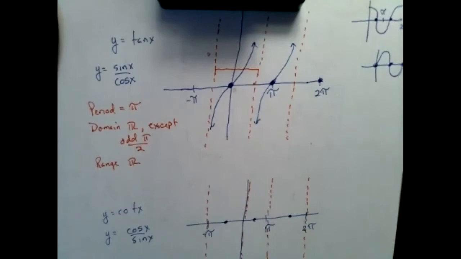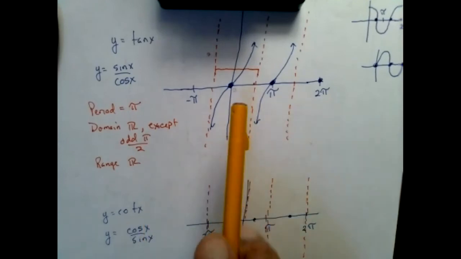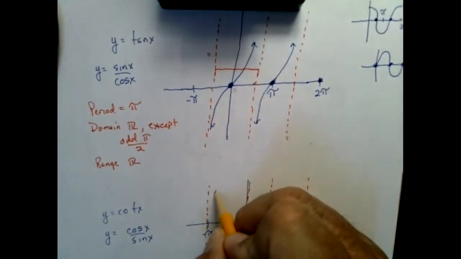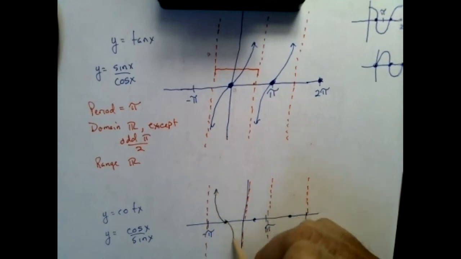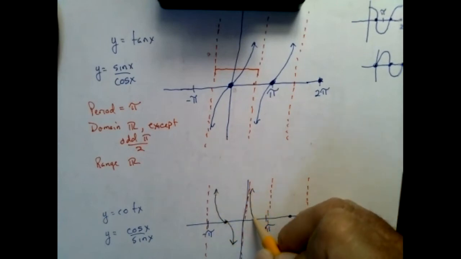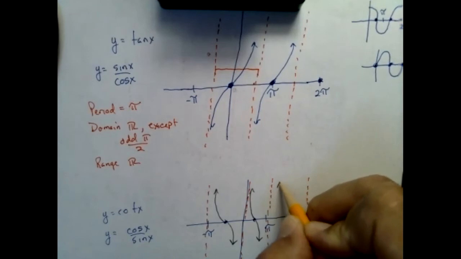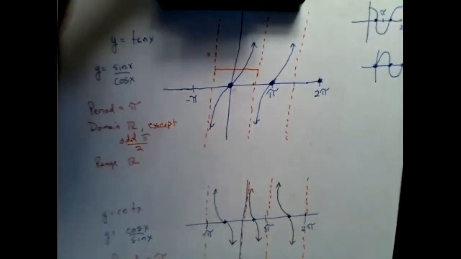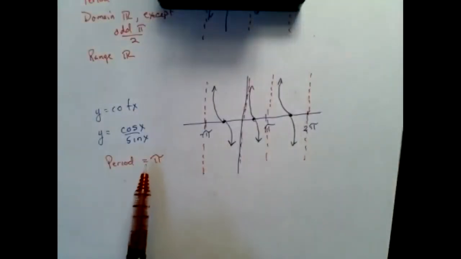And my graph, well, the best way I can say to help you remember this is the cotangent is the reciprocal of the tangent. So think of this guy flipped. Flip him real good. And you have the graph of the cotangent. Once more, what's important? Period equals pi. So for the tangent and the cotangent, the period is pi.